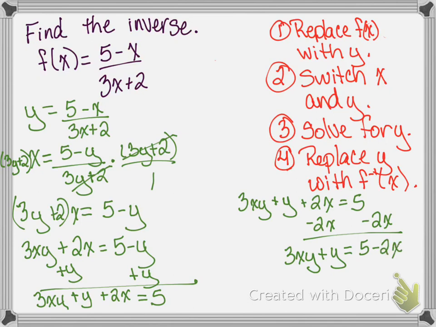Now, I've got to factor out this y. I'm going to pull out the y. I'm doing the opposite of the distributive property. So I have y times (3x plus 1). How do I isolate y completely? Divide by 3x plus 1. Okay, so the algebra is a little bit intense.